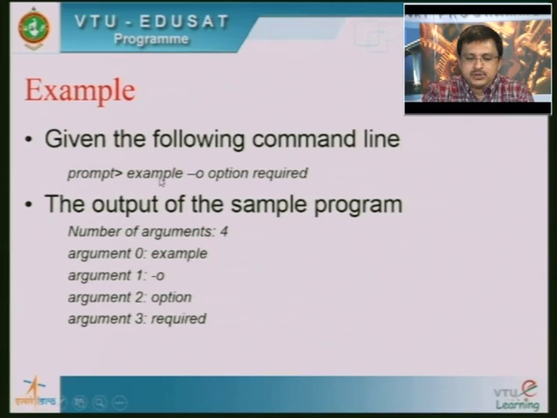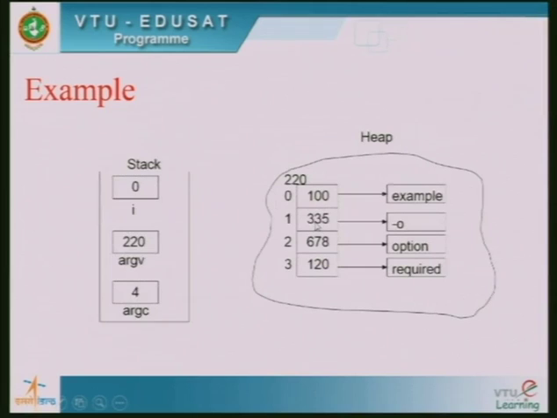So you have example number 1 -o option required. You have 4 arguments, so your argc will be 4. Argument 0 will be example. Argument 1 will be -o, and so on. So argv0 will be this, argv1 will be this, and so on.